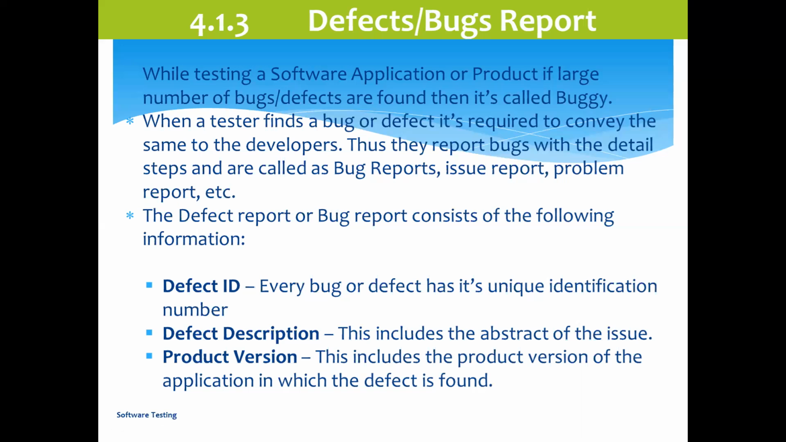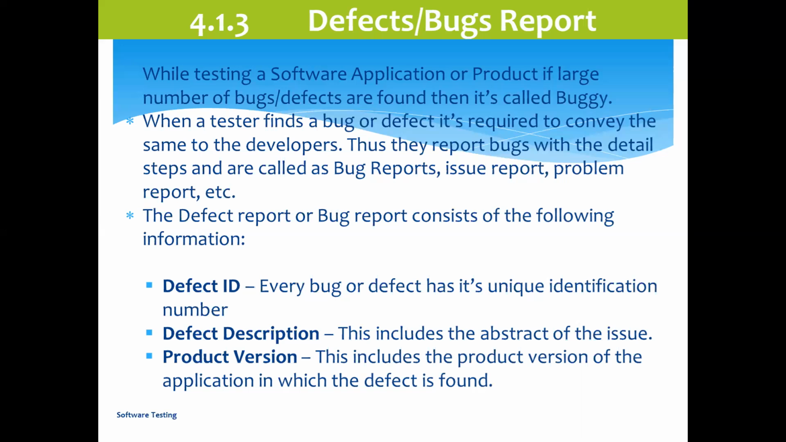Any defect or bug we raise should have an ID, like 1, 2, 5, or 3563. One unique ID it should contain, because you are not the only one raising bugs or defects. Thousands of people are working in that company and raising bugs or defects.